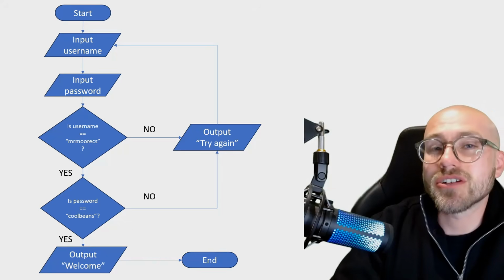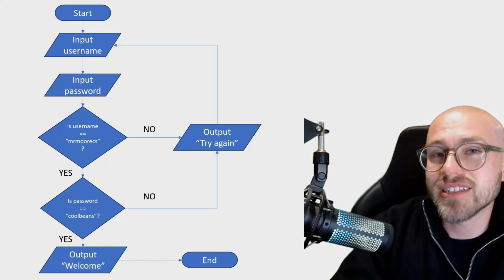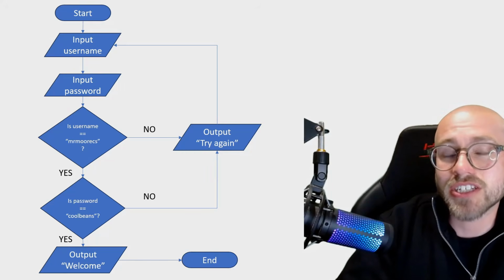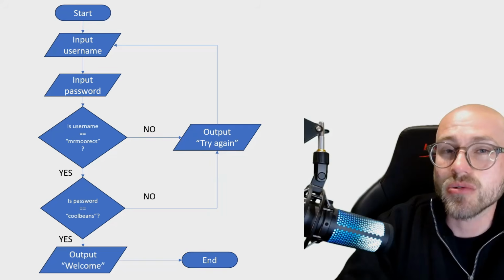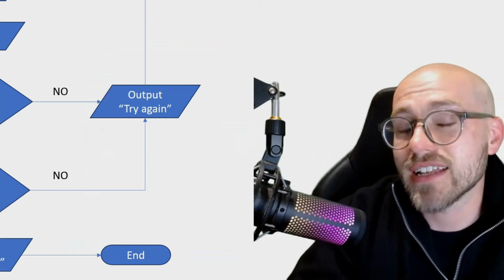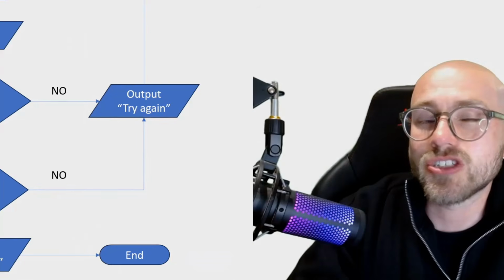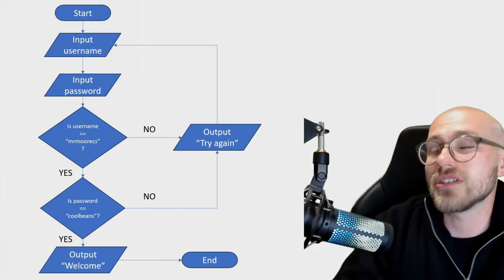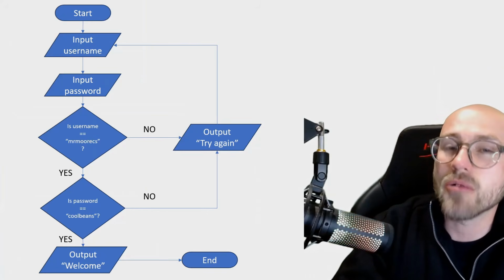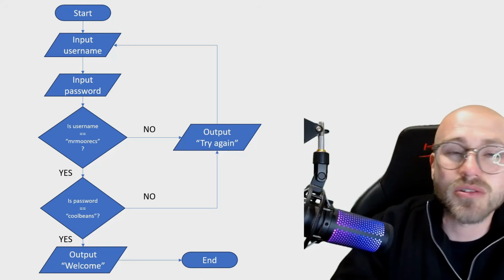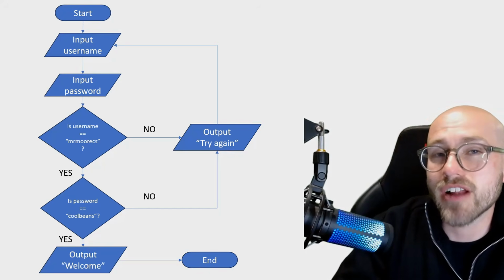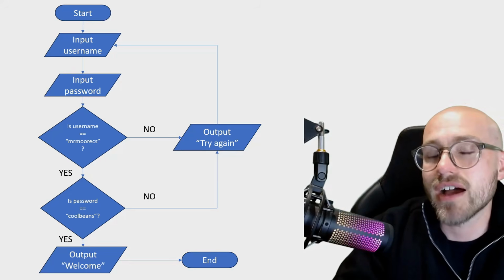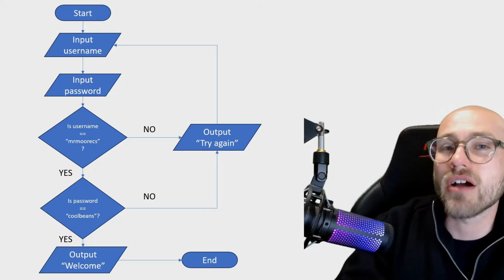But if the username is correct, then we're going to move on to our decision symbol, which is going to check the password now, asking the same kind of question, is the password equal to cool beans? If the answer is no, it's going to output the message, try again, and just go back to the beginning. But if the answer is yes, it will display a nice welcome message saying output welcome. It's also not a mistake that we're using a parallelogram for an output as well. This is used for both an input or an output symbol. Following that, we've just got an end because that's the end of our algorithm.